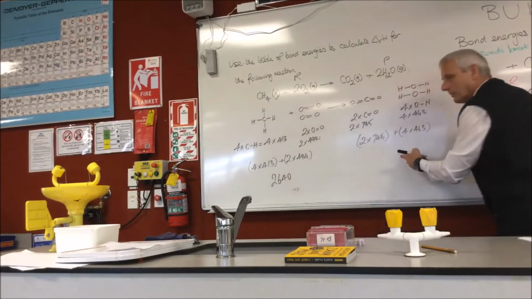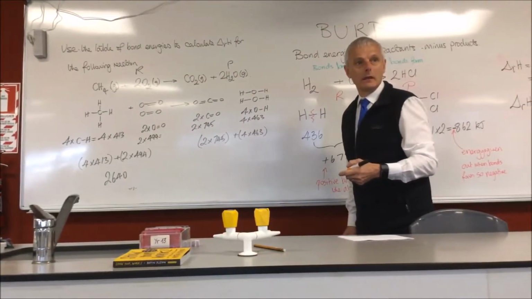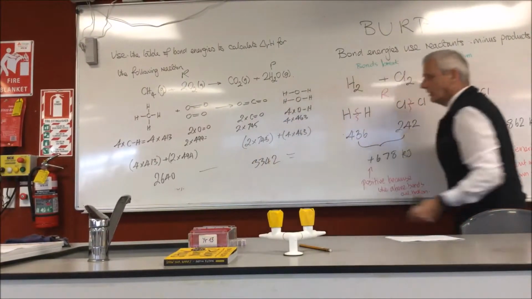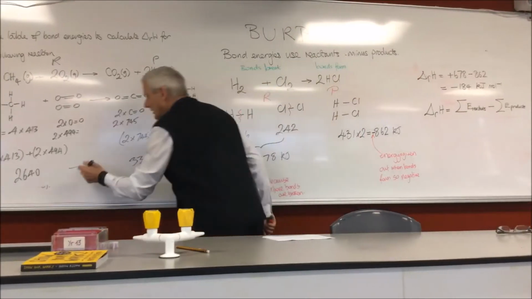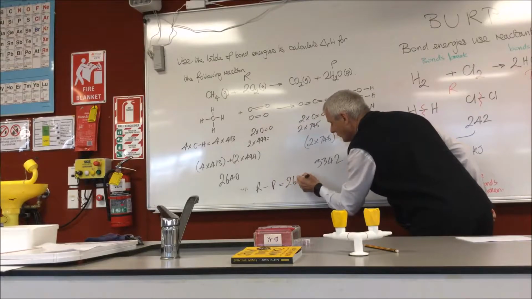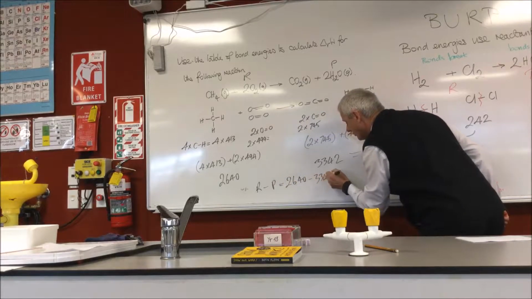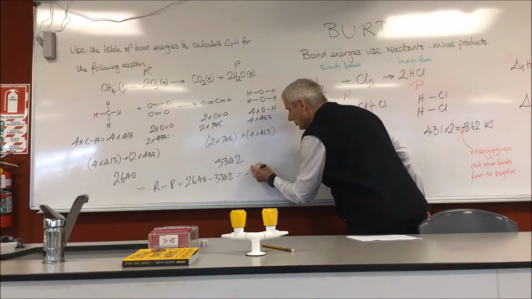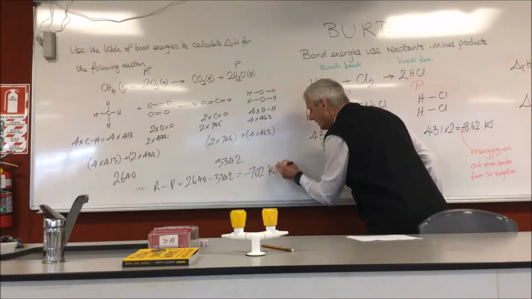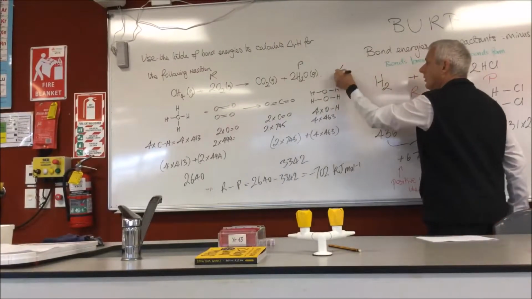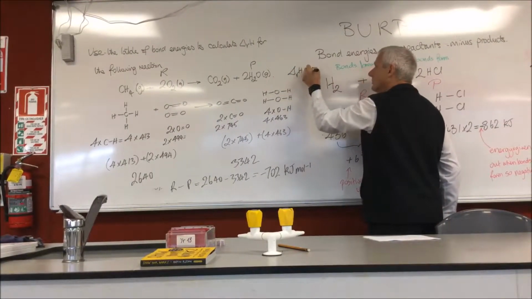2640. And what about this one? 3342. So I take that minus that, because reactants minus products equals 2640 minus 3342, which is equal to minus 702. And this one is in kilojoules per mole, because you're doing it for the thermochemical equation here. So delta RH for this equals minus 702 kilojoules per mole.